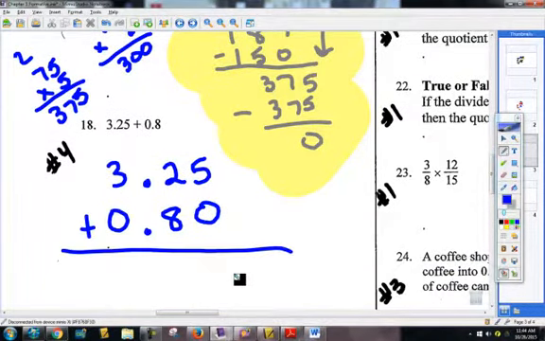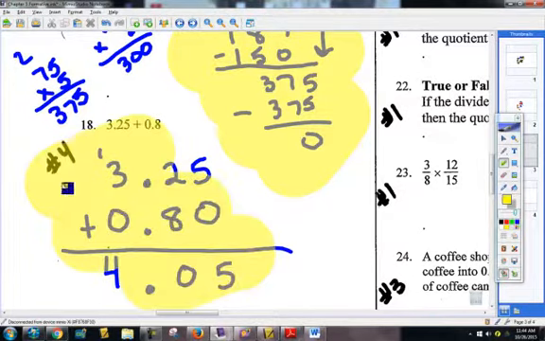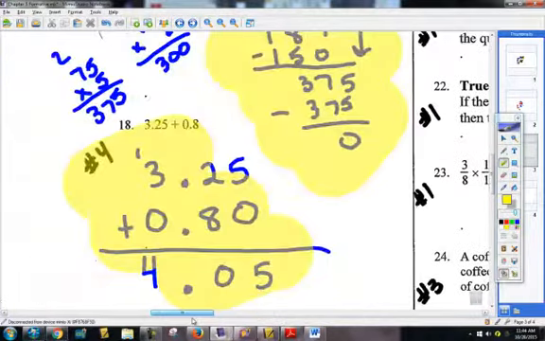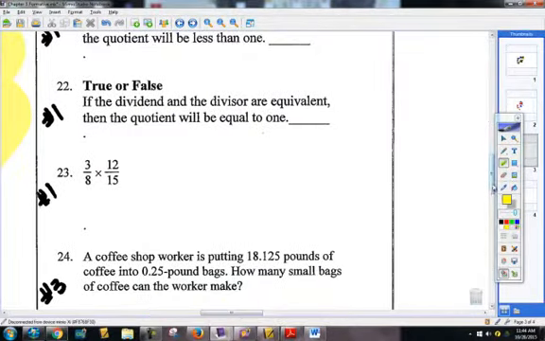That's going to be 5. I guess I should bring my decimal straight down, right? 2 plus 8 is going to be 10. Carry my 1, 4, and 5/100. Obviously, you must have that work. If you didn't have it, it's wrong. Everybody get that? Good? Okay, next one up here.